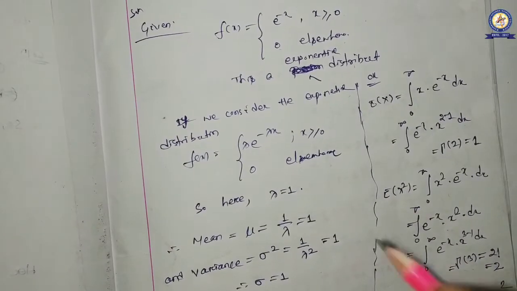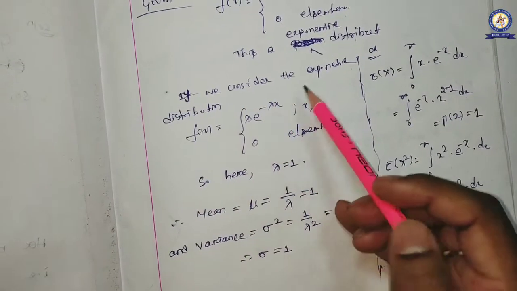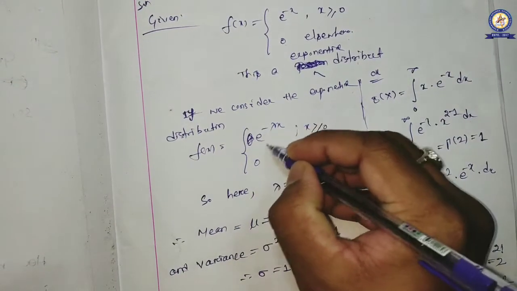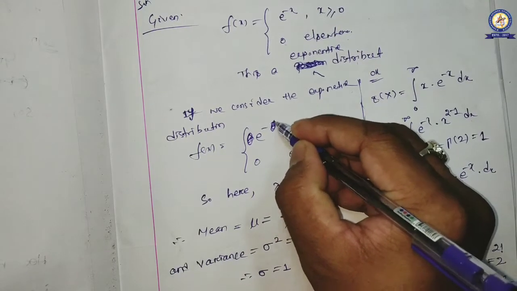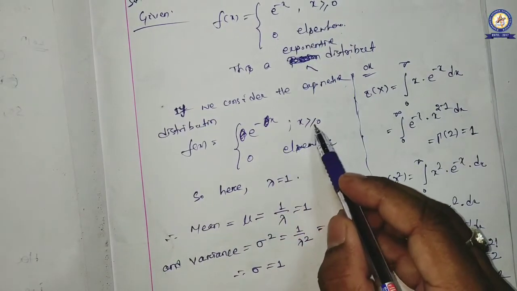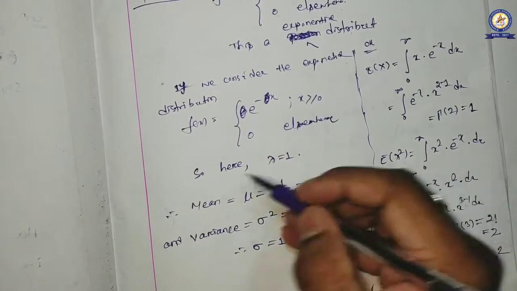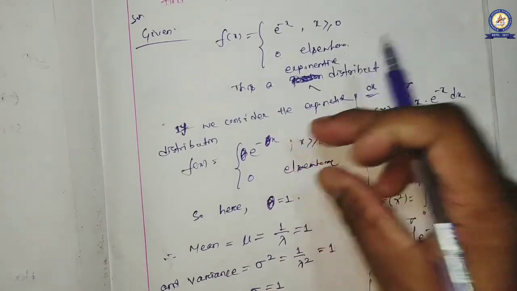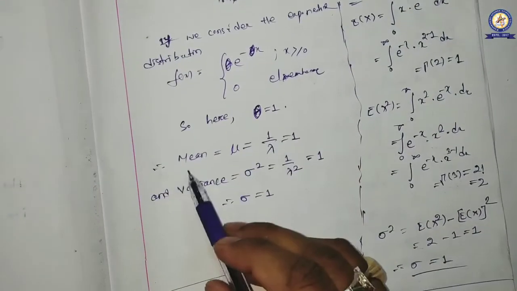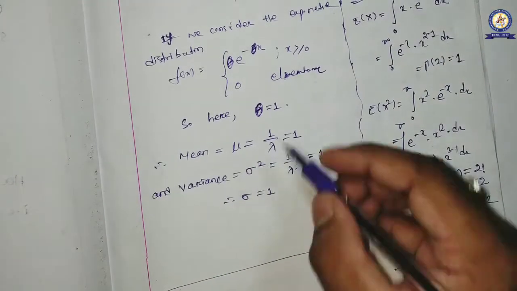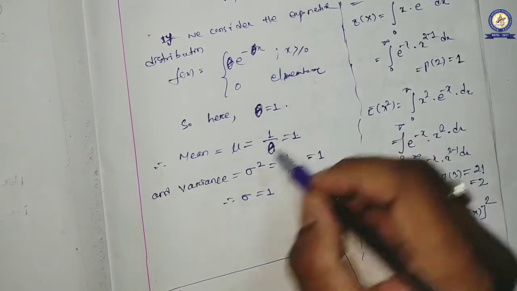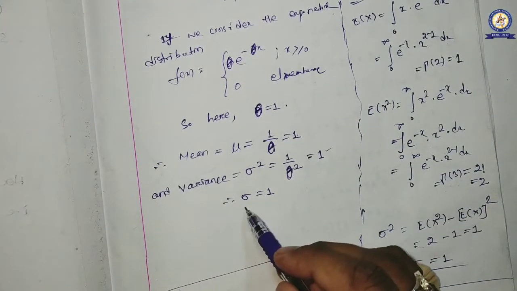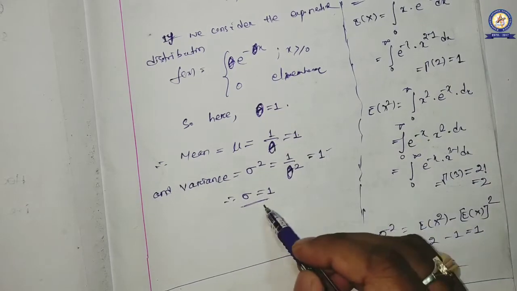Okay, so here if I am going to consider the exponential distribution, that is theta into e to the minus theta x, where x is greater than or equal to 0, and 0 elsewhere. If I compare this distribution with this one, theta equals 1. Hence mu, as we saw, equals 1 by theta, which is 1, and variance is 1 by theta square, that is also 1. So the standard deviation will be root over 1, which is 1.